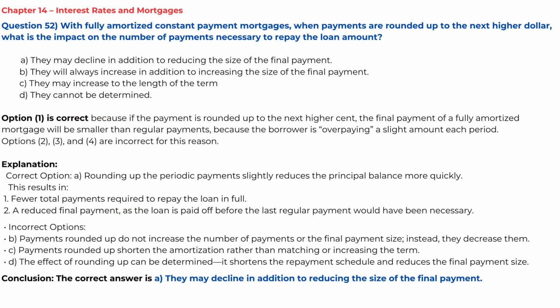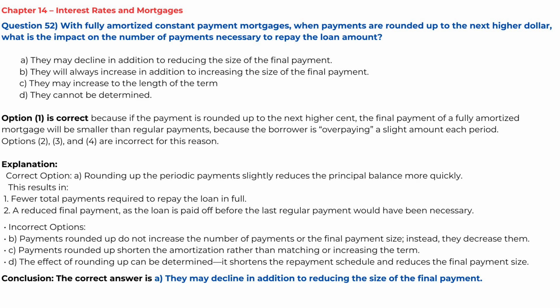Question 52. With fully amortized constant payment mortgages, when payments are rounded up to the next higher dollar, what is the impact on the number of payments necessary to repay the loan amount? Option 1 is correct because if the payment is rounded up to the next higher cent, the final payment of a fully amortized mortgage will be smaller than regular payments because the borrower is overpaying a slight amount each period. Options 2, 3, and 4 are incorrect for this reason.